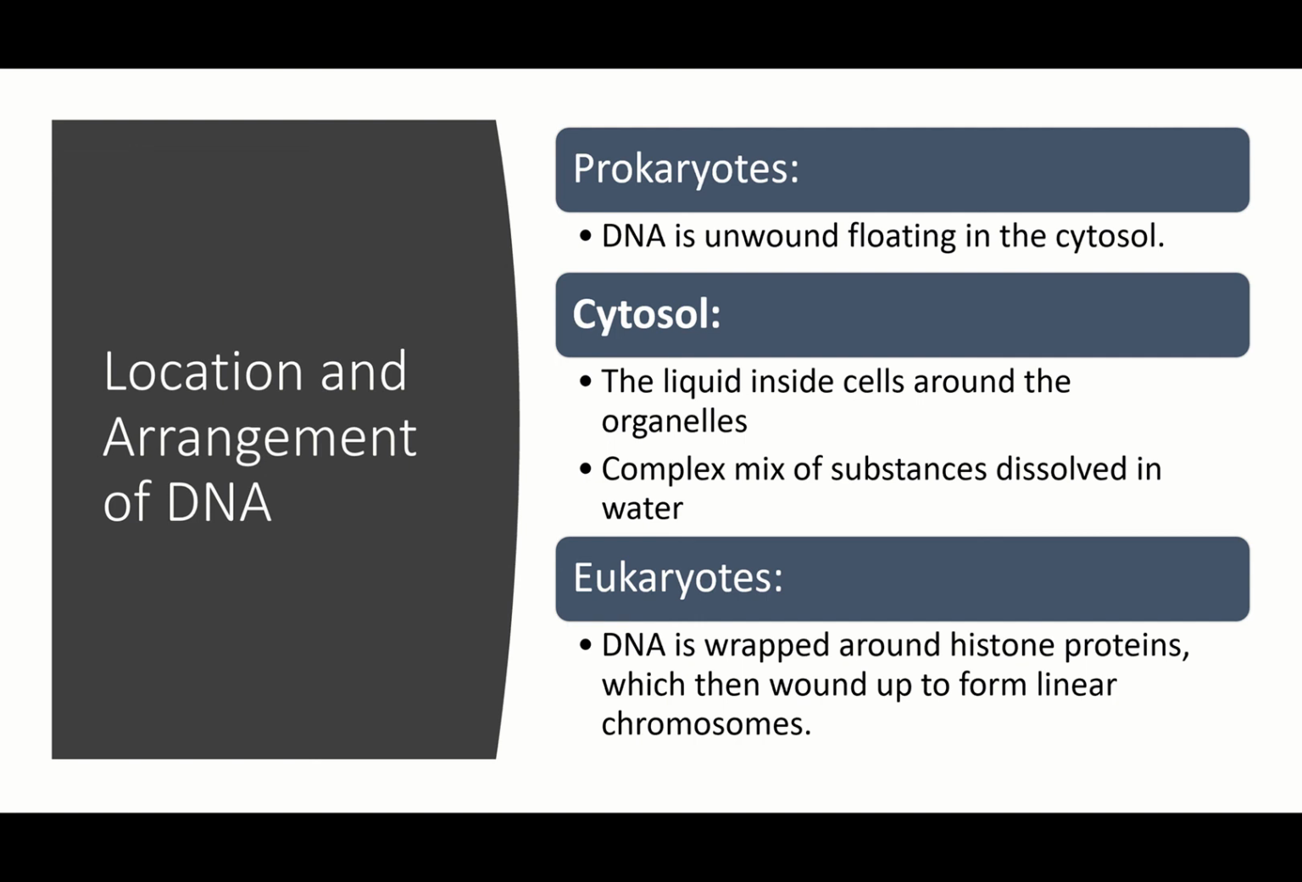Okay. In eukaryotes, DNA is wrapped around histone proteins, which are then wound up to form linear chromosomes. Imagine DNA as a string, and you wrap the string around a bobbin. And this bobbin is the histone proteins. They are basically the bobbin for the DNA. And so DNA wraps around this protein bobbin, which makes it very, very condensed. That's how you store sewing strings. That's how you also store DNA likewise.